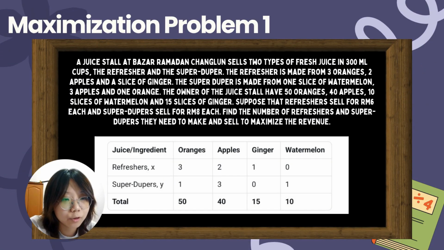This problem is about a juice store at the Ramadan Bazaar. The store sells two types of drink, Refresher and Super Tuber. Each drink uses different ingredients such as orange, apple, watermelon, and ginger. However, the resources are limited.